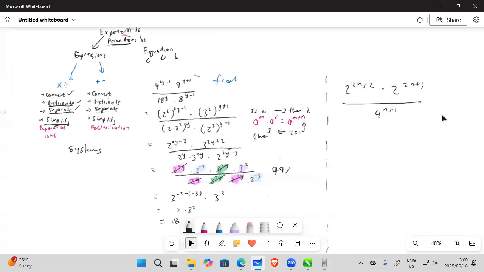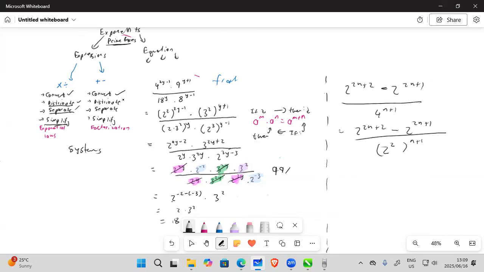Right, let's go over this now. We're dealing with an exponential expression that involves plus and minus signs. I can see a minus sign there, so we have a plus and minus sign here. So what do we need to do? First step for any exponential question is convert to prime bases. If I do that, this is what I'll get. That's already in a prime base. That's already in a prime base. We need to sort this out. So this will be 2 to the power 2n plus 2 minus 2 to the power 2n plus 1 over 2 to the power n plus 1.